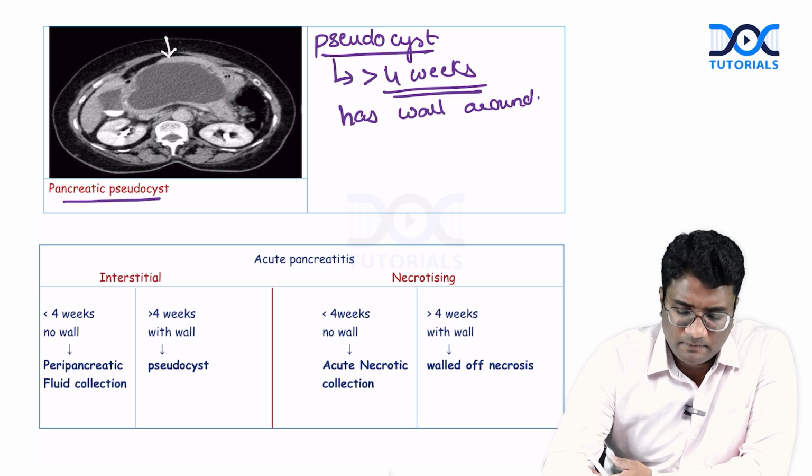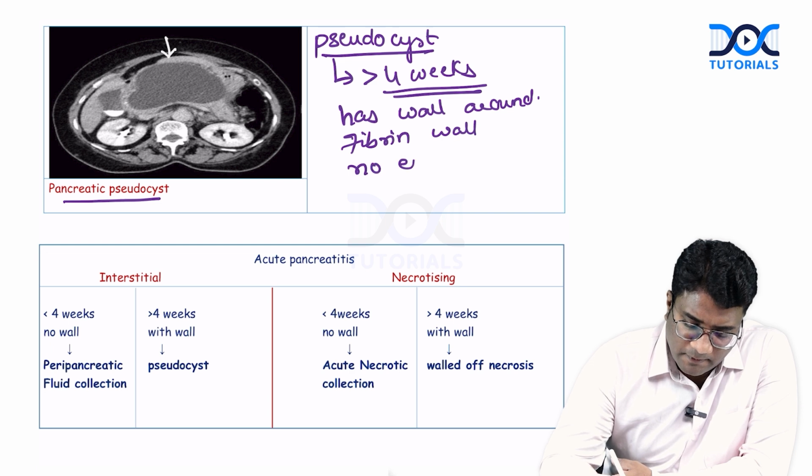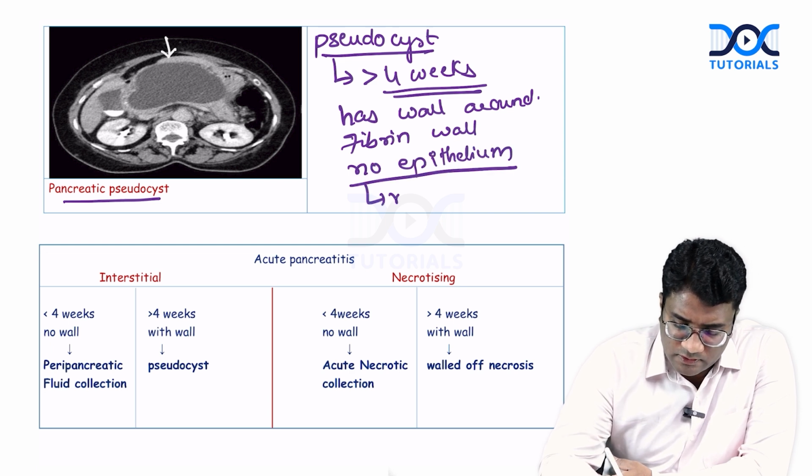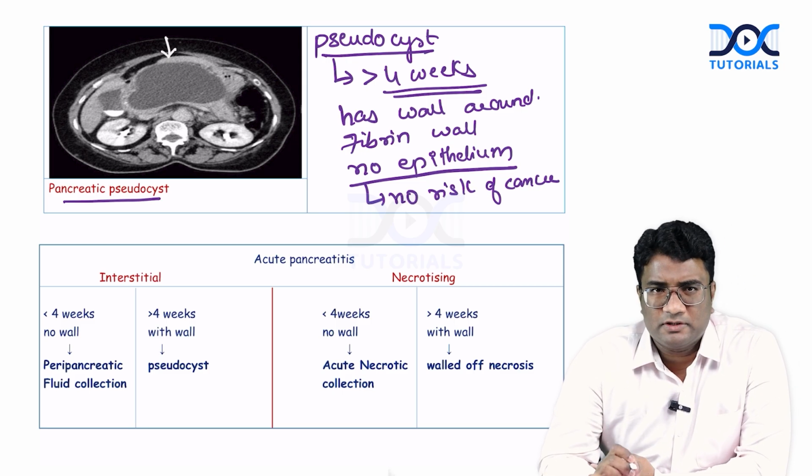It's a fibrin wall around it. And because it's a fibrin wall, not an epithelial wall, there is no epithelium there. So, there is no risk of cancer in pseudocyst. So, pancreatic pseudocyst does not have a risk of cancer.